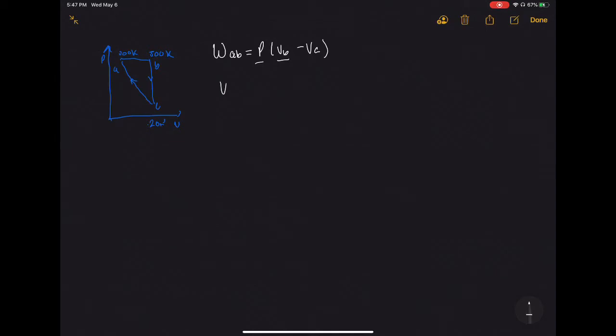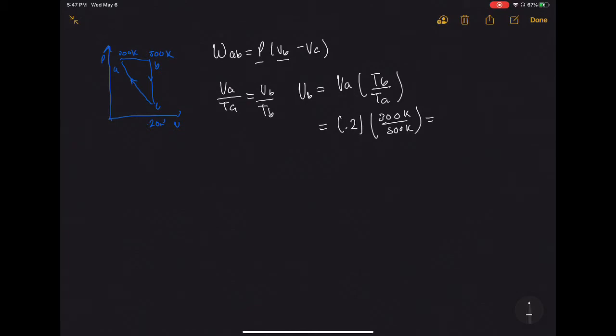So first I'm going to use VA over TA equals VB over TB. I'm going to solve for the volume of B, which is the volume of A times TB over TA. So now I'm just going to plug the numbers: 0.2 times 300 Kelvin over 500 Kelvin, and that's going to give us 0.12 meters cubed.